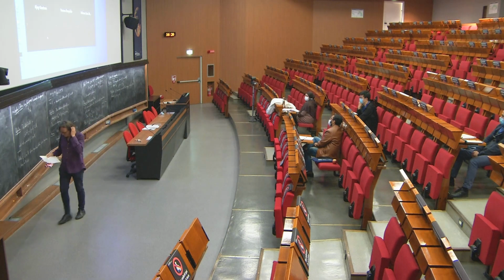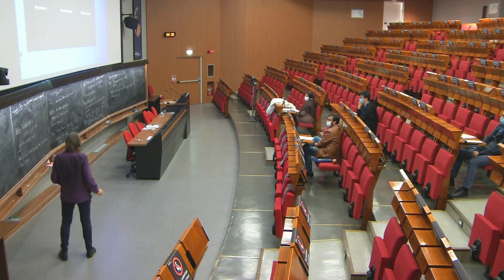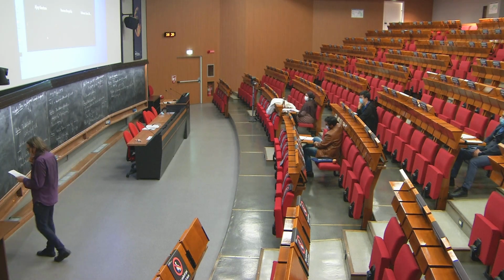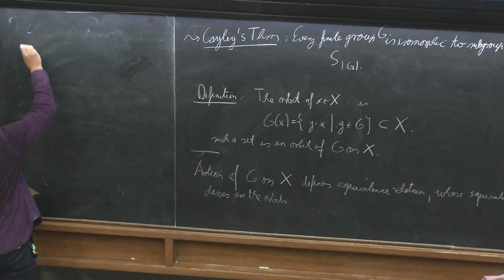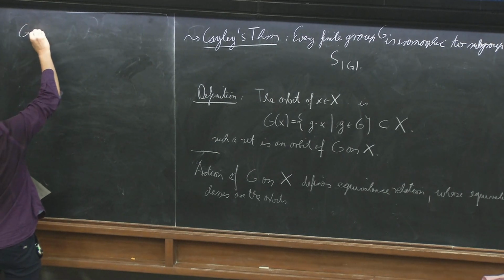So now we want to look instead at things like the stabilizer and so on for this action. So we have again G with the action by conjugation.